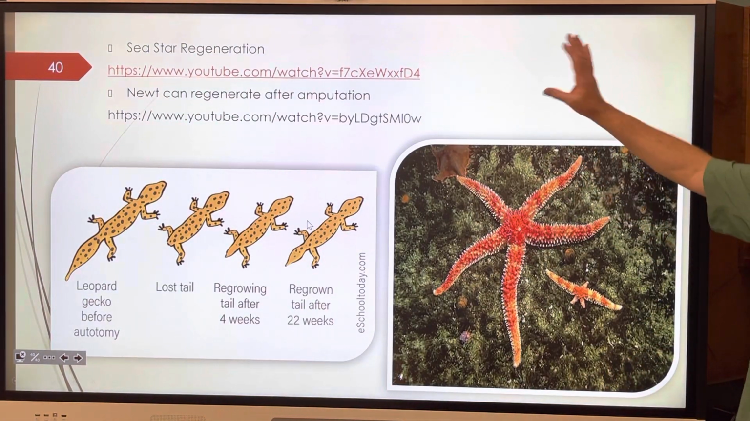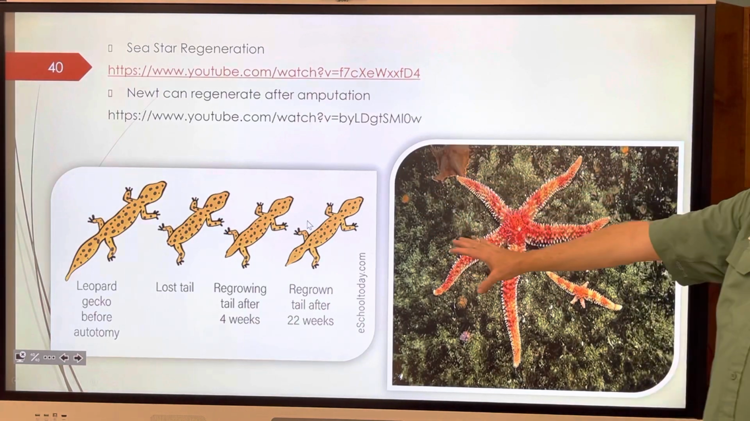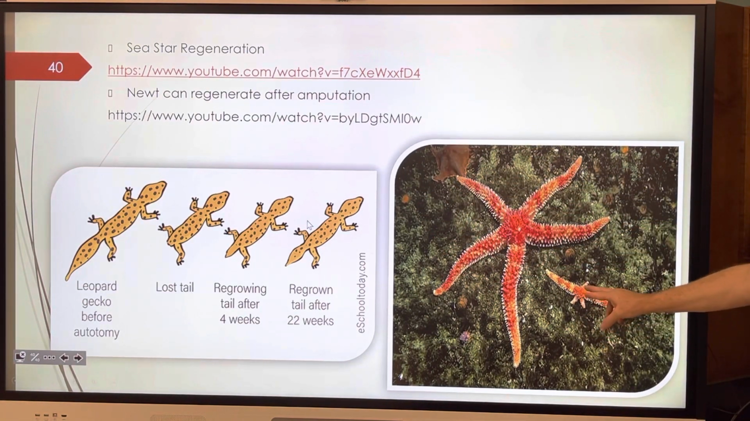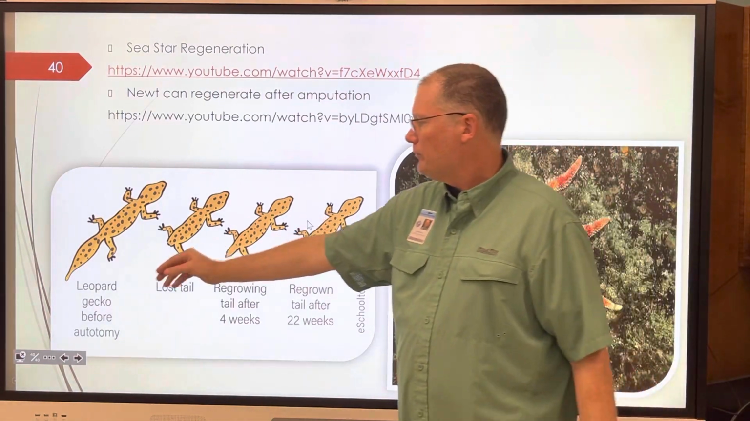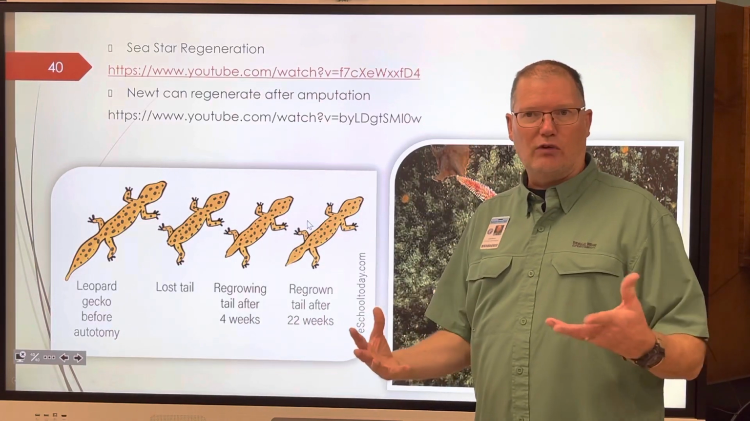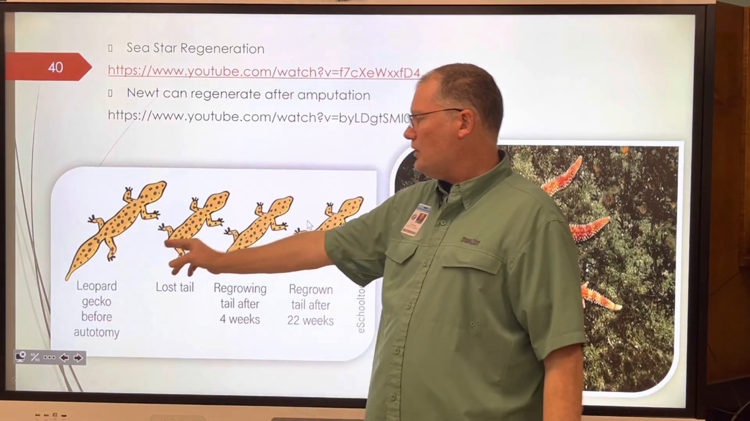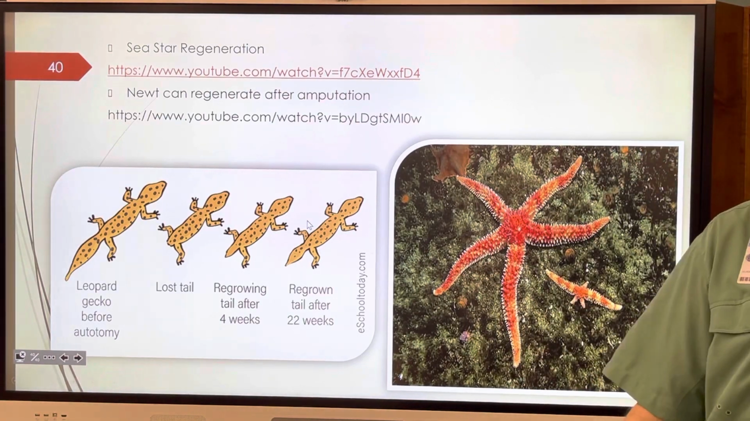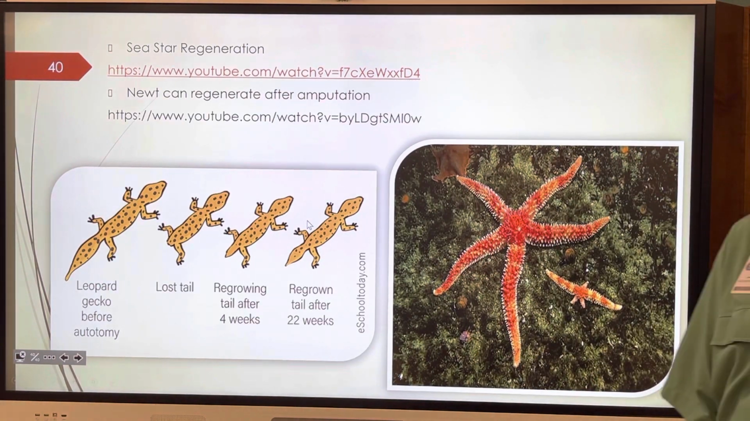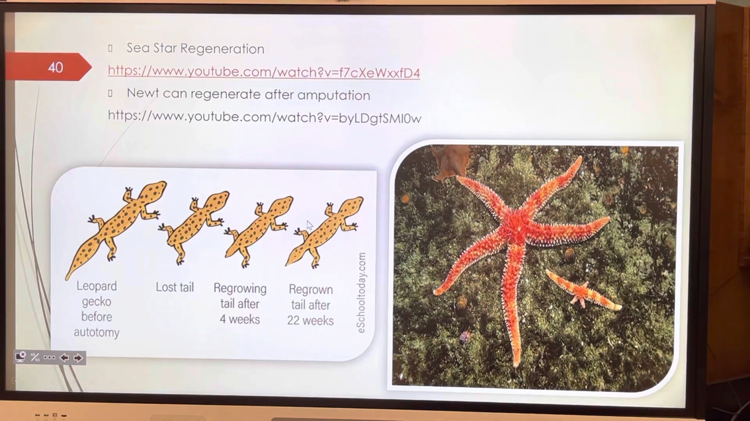And then finally, the last slide. I'm not going to show you that video because we're out of time, but sea stars, as long as you have a central part, will regenerate and grow back into an adult. And newts and certain lizards, right, can have their tails cut off, and the whole tail will regenerate after a certain number of weeks. But if you cut a leg off, the leg won't grow back. It's a survival technique. And that is our note.